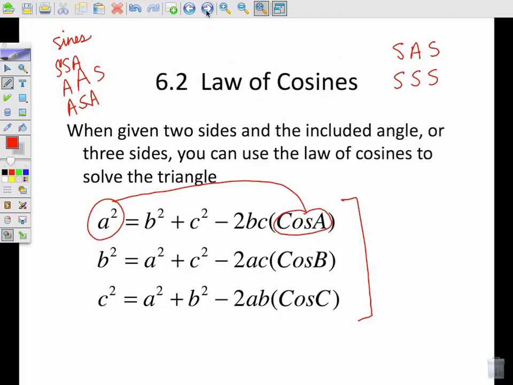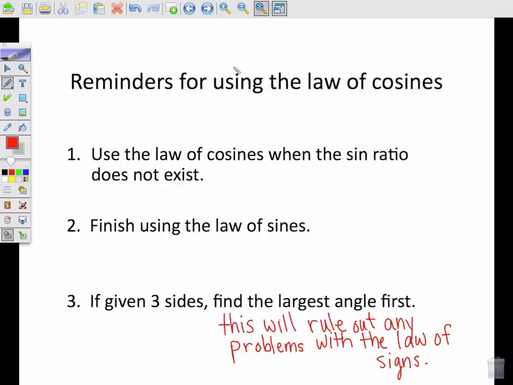You can pause the video to do that if you need to. We do have some rules that we want to follow when we're doing the law of cosines. Number one is that you use the law of cosines when the sine ratio does not exist. And then you can finish using the law of sines.